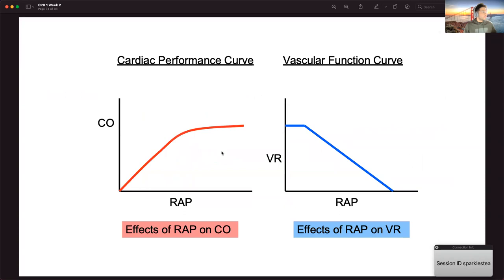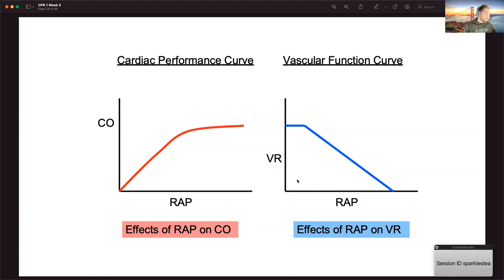Moving right along, cardiac performance curve versus the vascular function curve. Important, these plots messed up a lot of people because they were just like, oh yeah, I get the concept. But what you have to make sure of is the deviation from the concepts, right? So here is the cardiac performance curve. This is the one that we spent less time on, but the vascular function I spent more time on. So you should have a rough grasp.